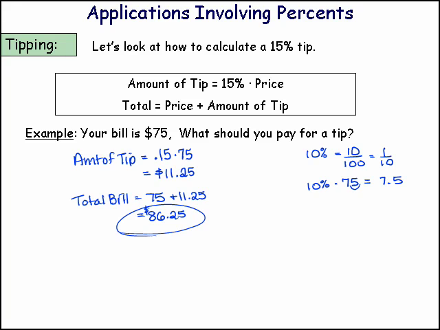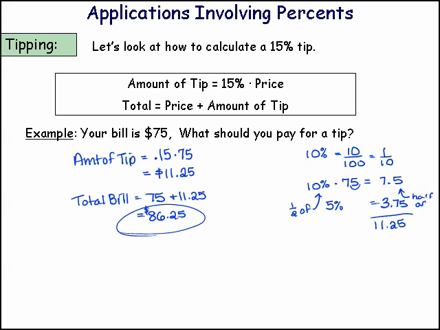Okay, well, what's 1/2 of 10%? 1/2 of this is 5%. So if you take half of that percent, it's also going to equal half of this amount. Well, what's half of 7.50? Half of 7.50 is $3.75. Okay, what happens when we total these up? We get $11.25.